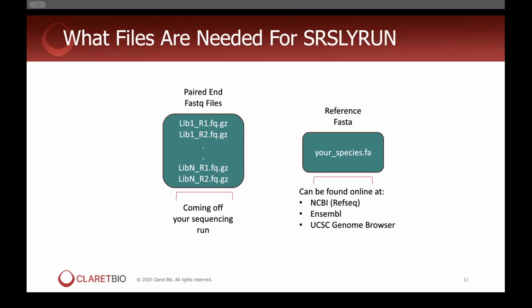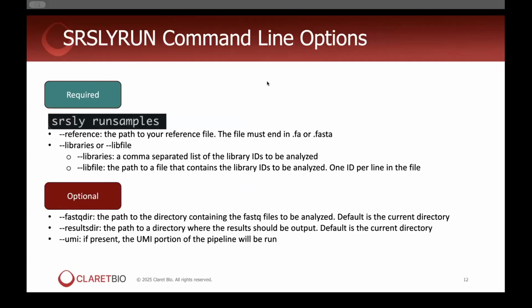And so these can almost always be found online, either at NCBI's RefSeq, Ensembl, or the UCSC genome browser. So these are super useful resources to find whatever species you're looking for. More often than not, they'd be found there. You'd be hard pressed, I'd say, to find one that's not there, at least in one of those resources. But these are the only things that you really need. The files that you need to run srslyrun are these FASTQ files and this reference FASTA as well. And so once you've collected these files, the next step is running our command.